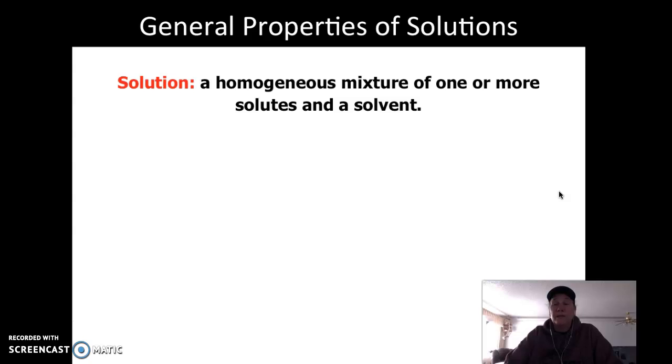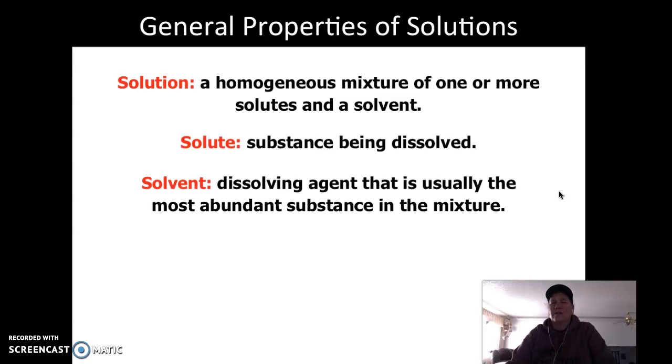And remember, when we're talking about solutions, it doesn't just have to be a solid dissolved in a liquid. You have gases dissolved in each other, like air. You can have two solids, like alloys, the things that we make our jewelry out of. So there's all kinds of solutions. They're not just a solid dissolved in a liquid.